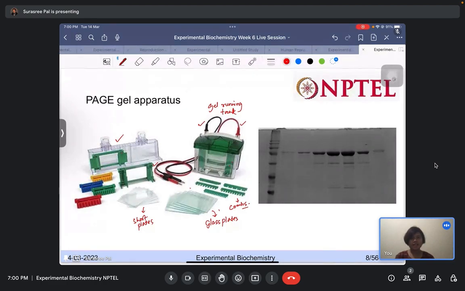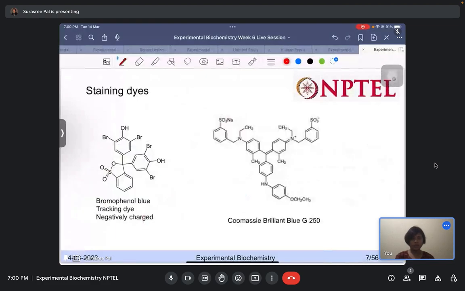Once this gel running is done, we will stain our gel, because once the running is done, we have to visualize our sample, whether there is separation of proteins on the gel or not. To visualize that, we use these staining dyes.